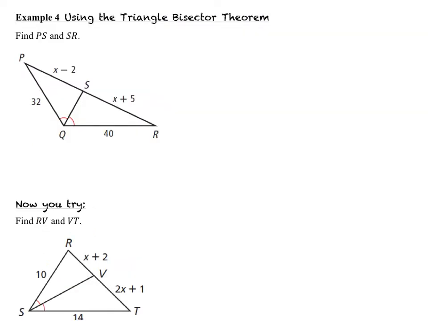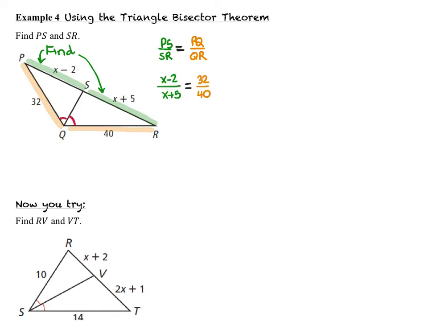In example number 4, of course, we're using the triangle angle bisector theorem, and our instructions are to find the lengths PS and SR. We can see that we have an angle bisector at angle Q, and it created a segment that divided the opposite side PR into proportional segments. So we're going to start out writing our proportion as PS is to SR as PQ is to QR. From here, we plug in the expressions. And just like we've been doing for the past few lessons, now we just have a proportion to solve.